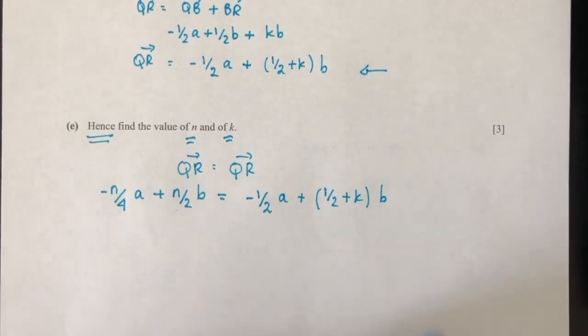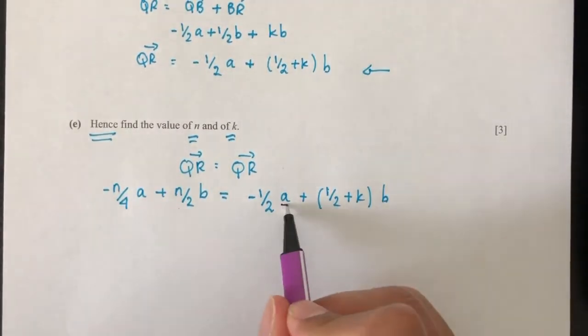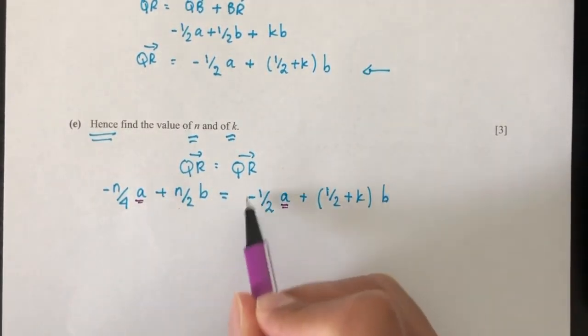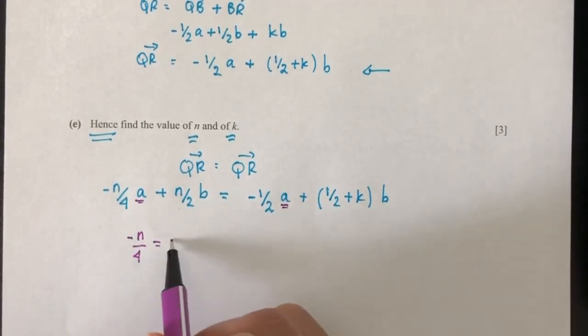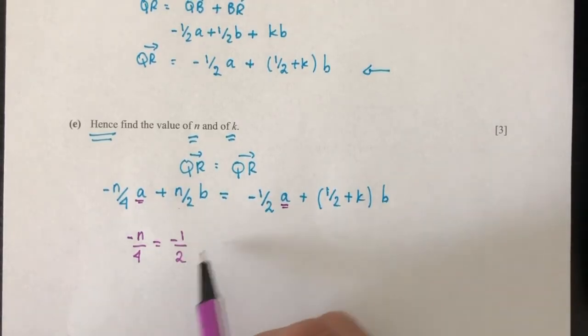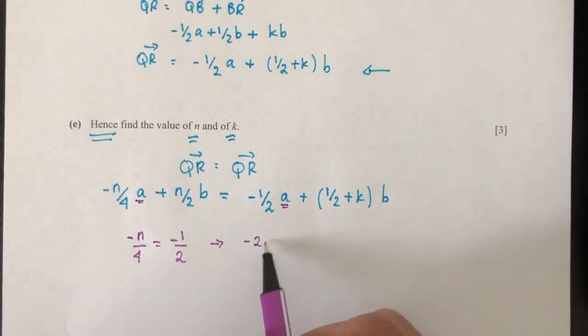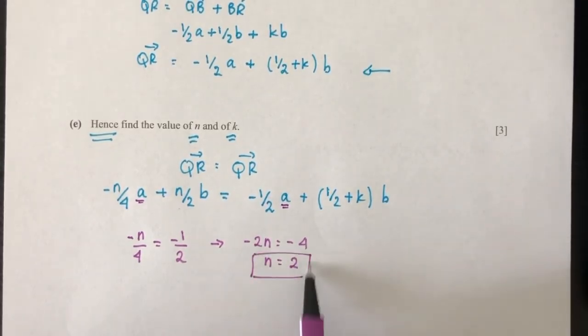Now we have to compare the coefficients of the same variables. So here we have A, so we compare the coefficients. So we say minus N over 4 is equal to minus half. So find the value of N. We cross multiply, that becomes minus 2N equal to minus 4, N will be 2. That's the value of N.